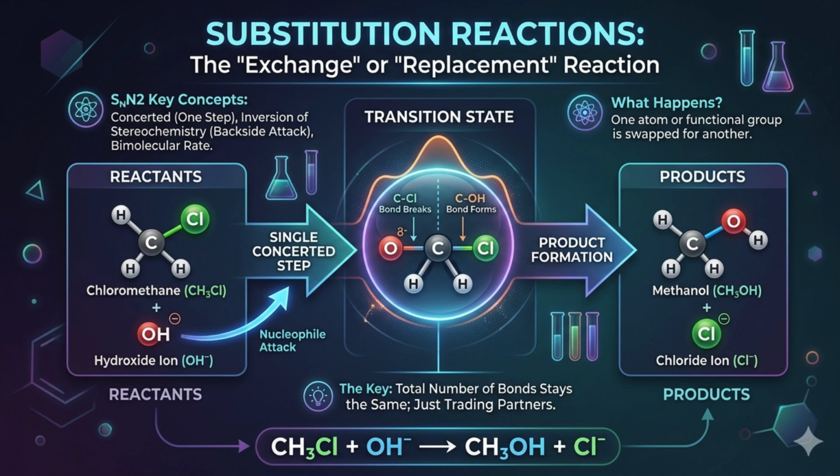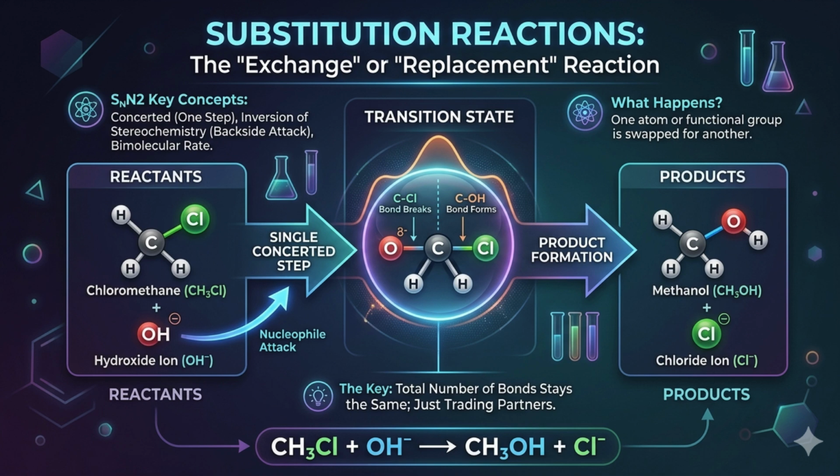Let's see the mechanism: SN2. This specific example shows an SN2 mechanism. This is a single concerted step, meaning everything happens at once. As the hydroxide ion approaches from the opposite side of the chlorine, what we call a backside attack, the reaction enters a high-energy transition state.